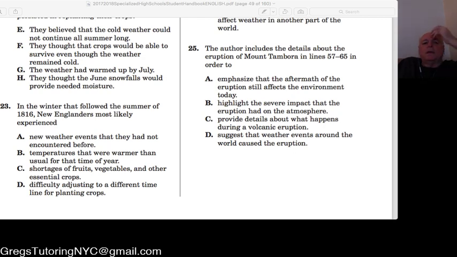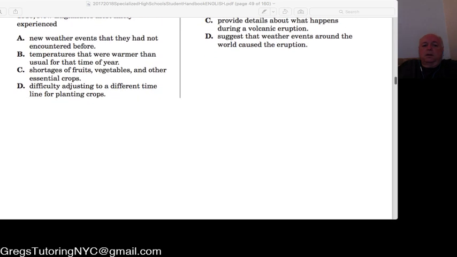So, in the winter that followed the summer of 1816, New Englanders most likely experienced difficulty adjusting to a different timeline. And by the way, given cause and effect, because there was difficulty in the timeline for planting the crops, there was C, a shortage of fruit, vegetables, and essential crops. So C rules for a couple of reasons here. Okay, 23.